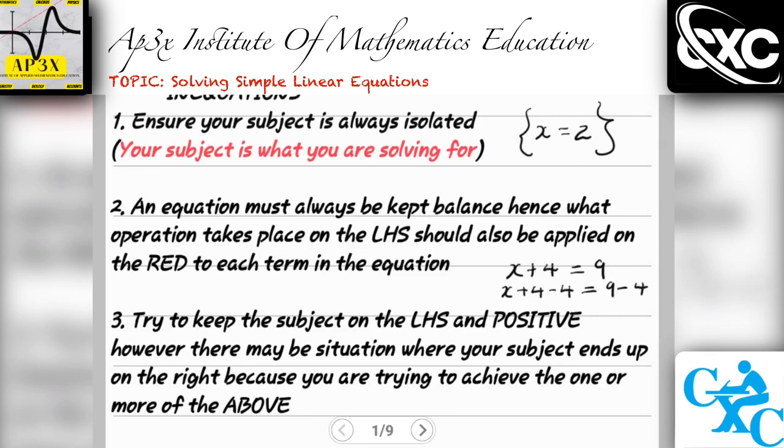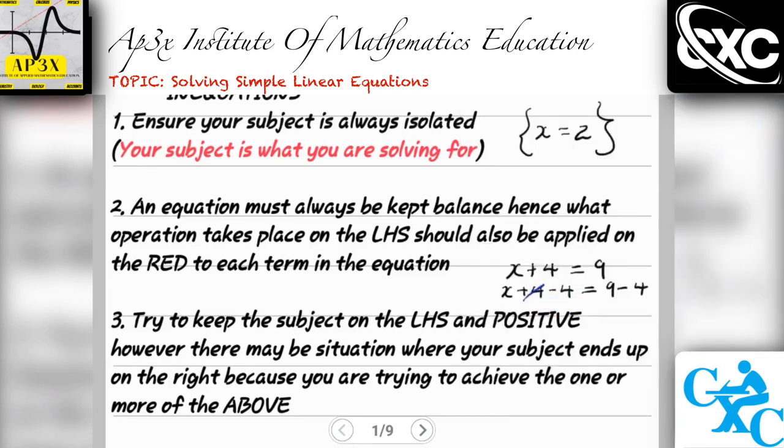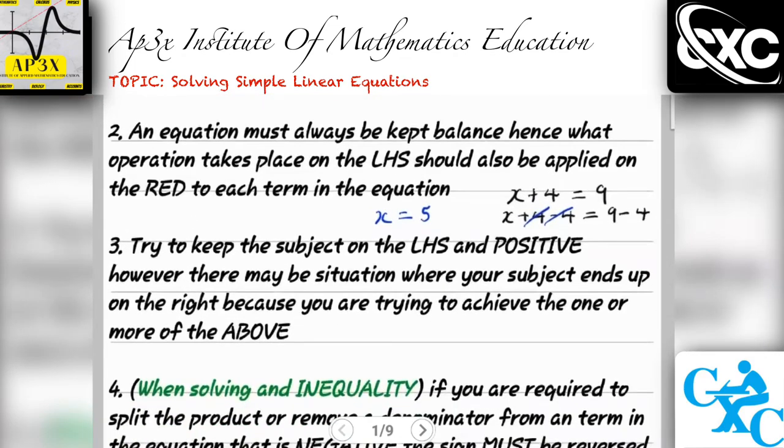That will allow my equation to remain balanced, and then simply 4 cancels 4, and automatically x is going to be equal to the difference of 9 and 4, which is 5. So that's just a quick little demonstration of isolating the variable. We're going to go into more depth when we get into some more examples later on.